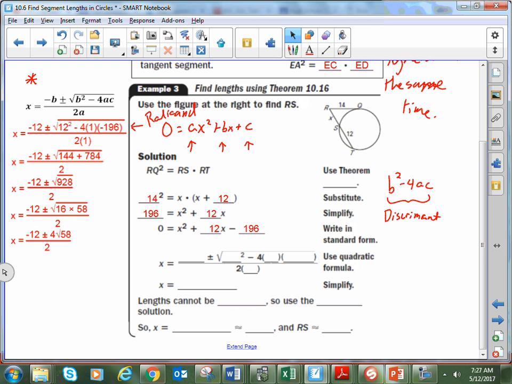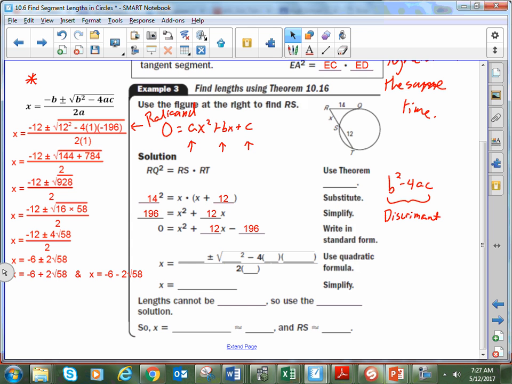But we do have a 2 in the denominator. That would be considered a common denominator to both the 12 and the 4 of the numerator. So since I've simplified everything that I possibly can in the numerator, now at this point, it is okay to simplify the 2 to the 12 and to the 4 above it. So that simplifies to be negative 6 plus or minus 2 radical 58.